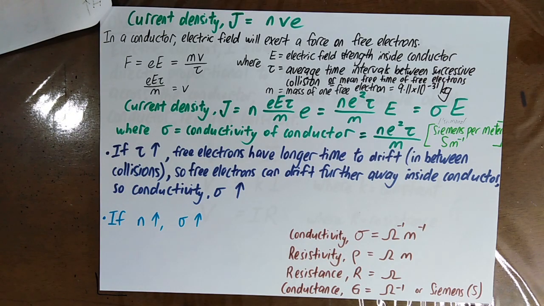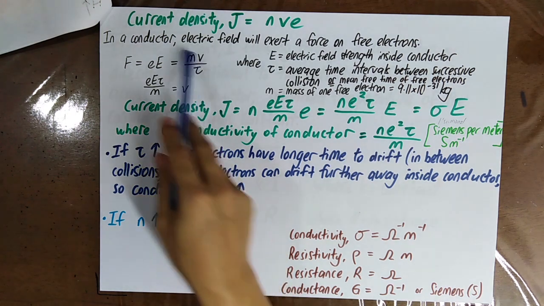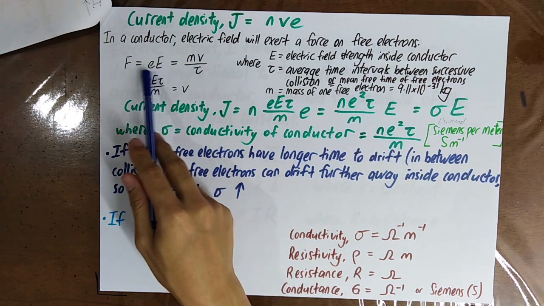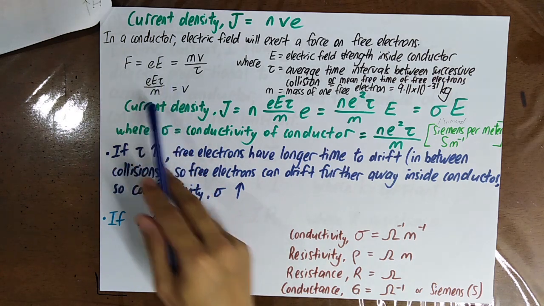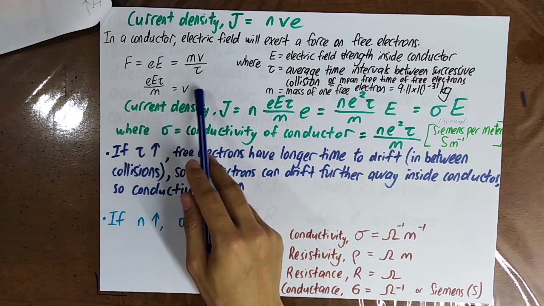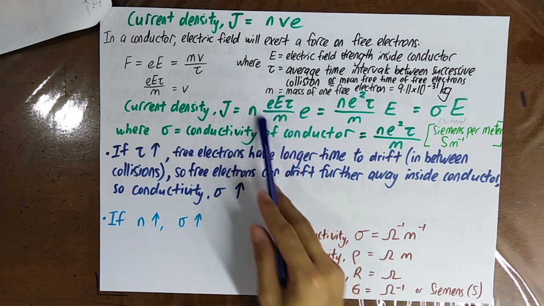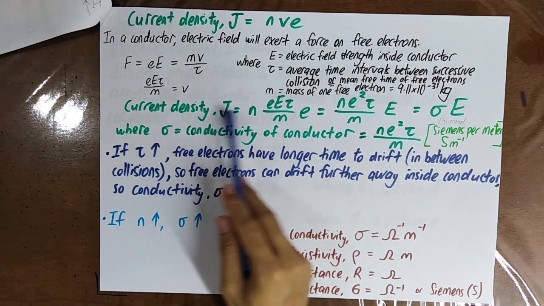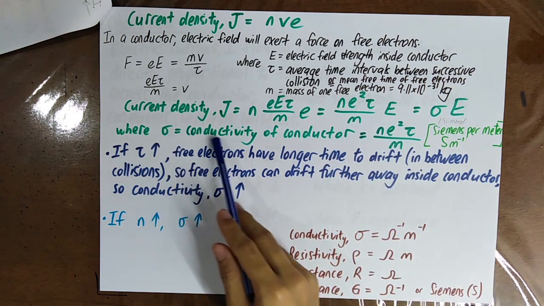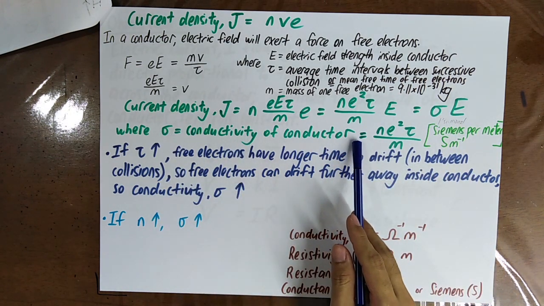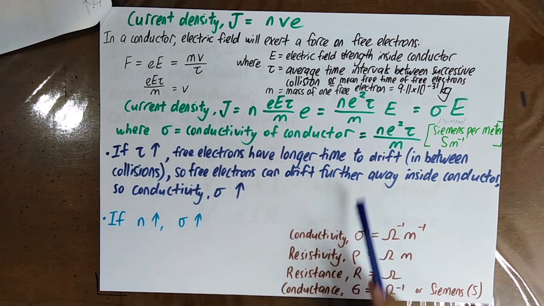Okay, so coming back to here, F equal to ma equal to eE, and then you can get the expression for the drift velocity, and then you substitute the expression for the drift velocity into this, then you can get J equal to sigma E, where sigma is the conductivity of the conductor. Okay, the conductivity of the conductor is the reciprocal of the resistivity. That means that 1 over conductivity equal to resistivity.